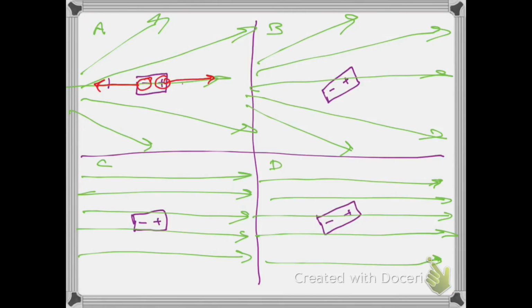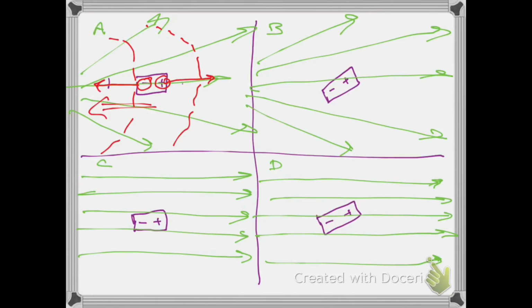Are these two forces the same? If they're the same, then the net force is 0, but they're not the same because these field lines are spread out more here than they are here, and so the force on the minus charge must be bigger than the force on the plus charge. So there is a net force to the left on this dipole.